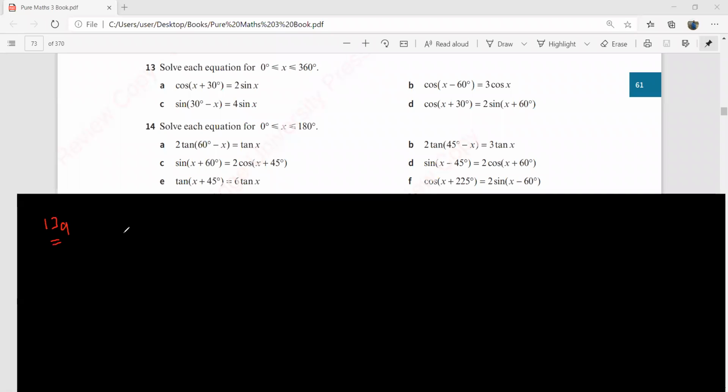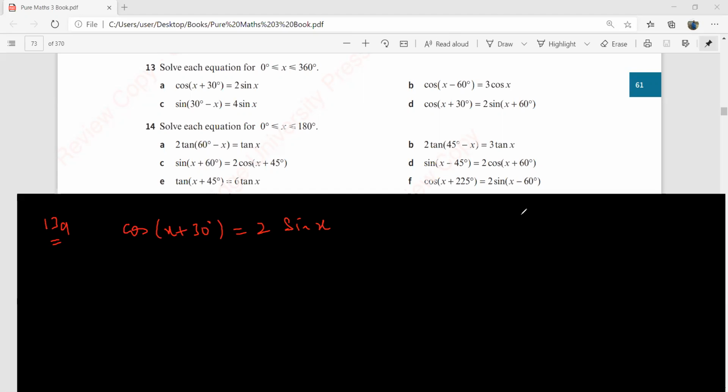13a, we have cos(x + 30) equal to 2 sin x. Remember, we have seen that whenever we have to solve a trigonometric equation, the whole equation should be in terms of one single trigonometric ratio and having the same angles in it. So we need to expand this using the double angle formula.